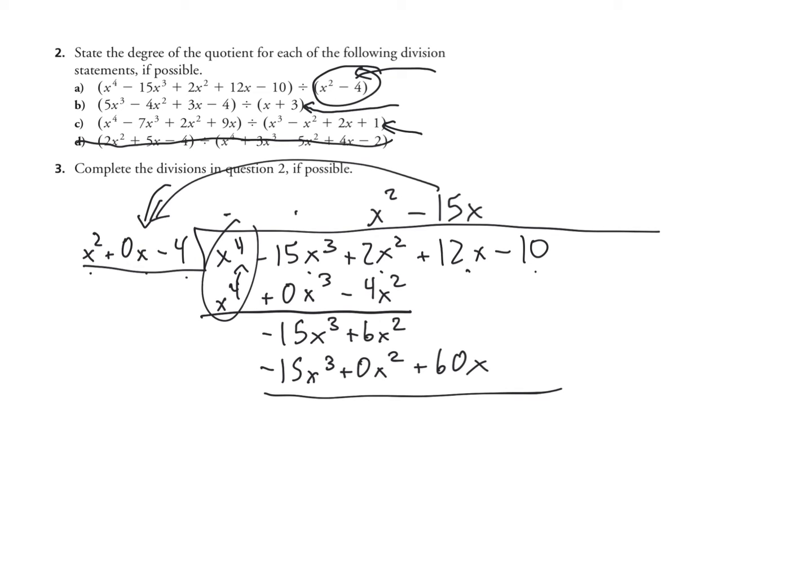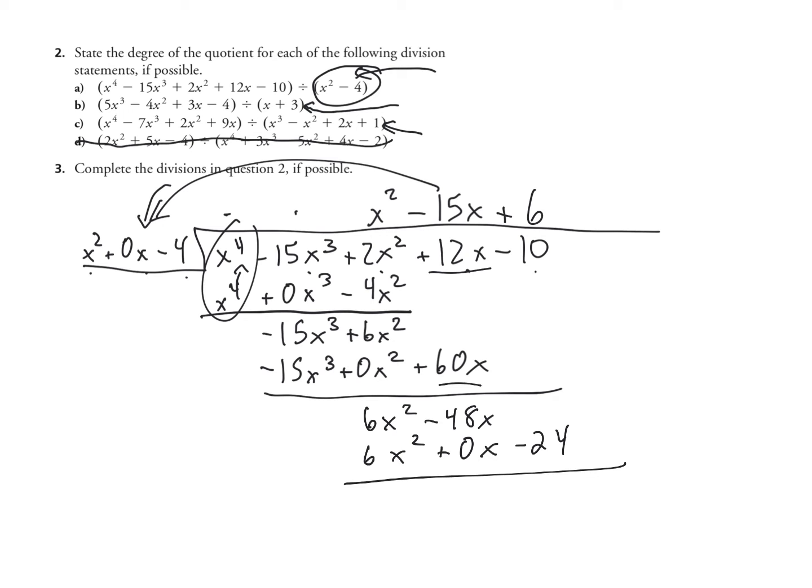These guys cancel right here. There we go. 6 minus 0 is just 6x squared. And you got your 12 minus your 60, so minus 48x. This still divides, so 6x squared divided by x squared is just 6. Comes down: 6x squared plus 0x minus 24. Subtract. These guys cancel. Minus 48x. Negative 10 minus negative 24 is plus 14.